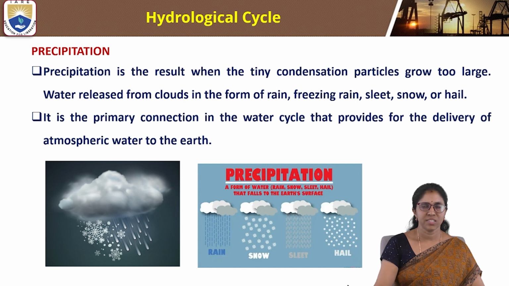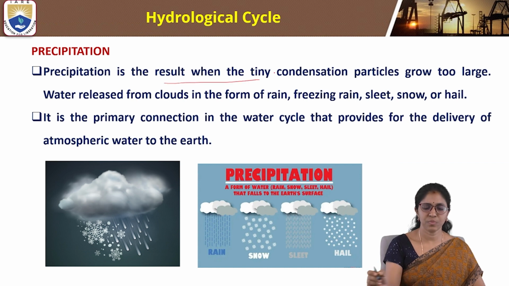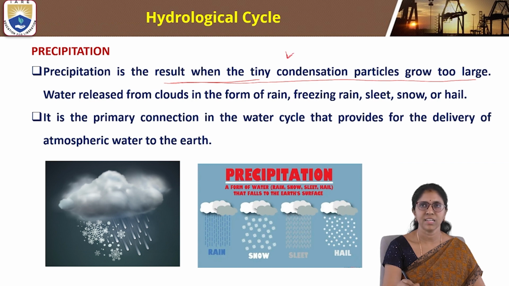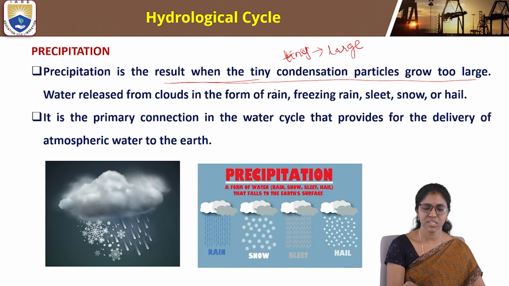The next process is precipitation. Precipitation is the result when the tiny condensation particles grow too large. These tiny condensed particles combine together and form large molecules, so they are growing too large. Precipitation is the result when the tiny condensation particles grow too large.